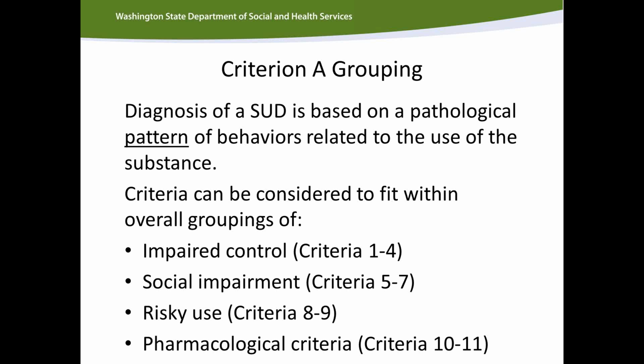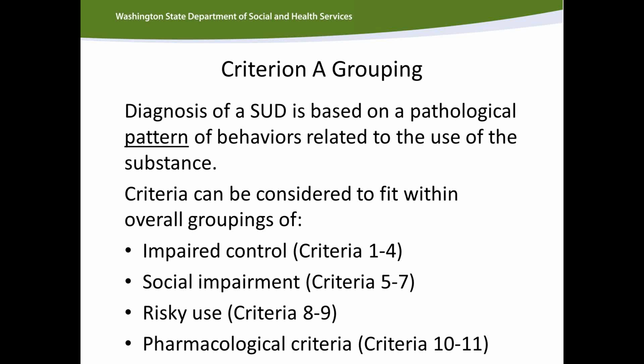Criterion 2 is that there's the persistent desire or unsuccessful efforts to cut down or control use. Criterion 3, a great deal of time is spent in activities to obtain alcohol or recover from its effects. And then criterion 4 is the craving. So impaired control is criteria 1 through 4.